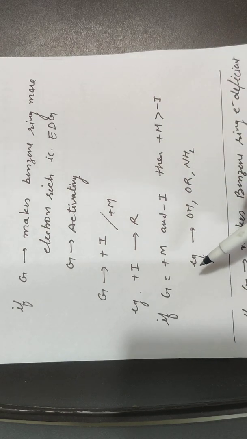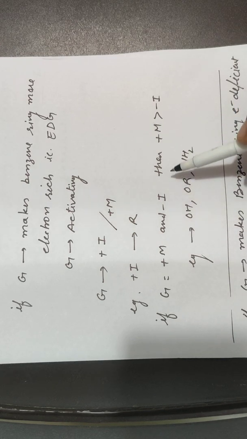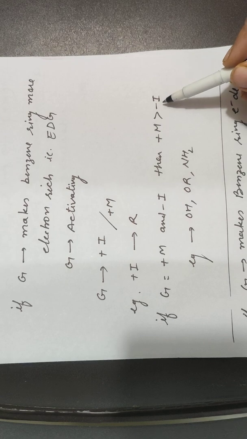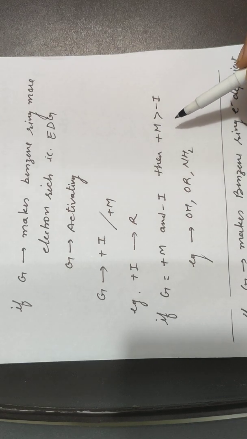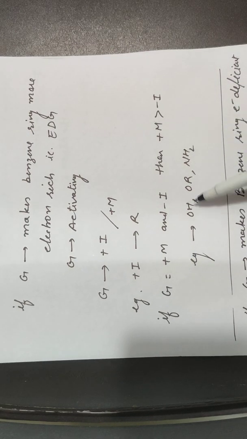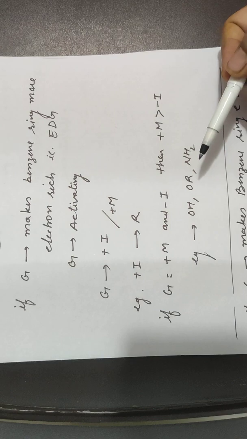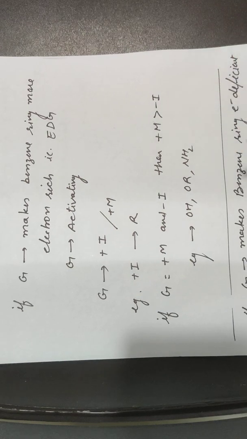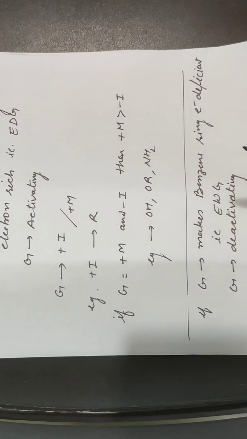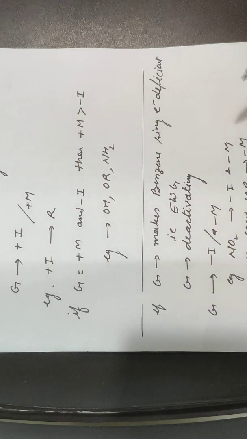Many of the functional groups have the combination of plus M and minus I effect. In that case, if the plus M effect is dominating over minus I, then the group would be called an activating group. For example, OH, OR and NH2. When these types of groups are present on the benzene ring, they make the benzene ring more reactive for electrophilic substitution. In that case, the reaction will occur in very simple conditions. We will not have to use harsh conditions to complete our reactions.